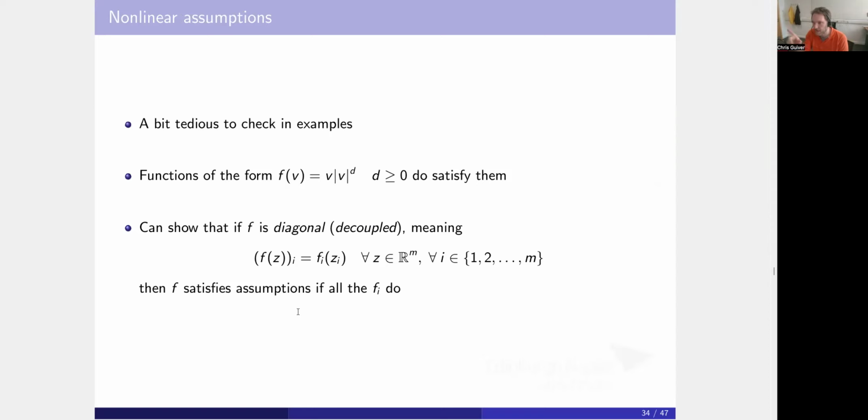Okay. So I just highlight that these nonlinear assumptions are a bit tedious to check. You end up doing lots of estimates and so on. I've highlighted a class, at least a function, which does satisfy them. And then for the vector case, so multi-input case, m bigger than 1, diagonal or decoupled functions, so m scalar functions essentially, also satisfy the assumptions A1 to A3 if all the component functions do. And that's quite an important class of examples as well.